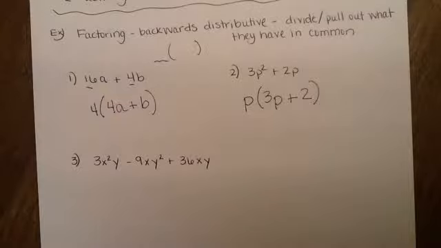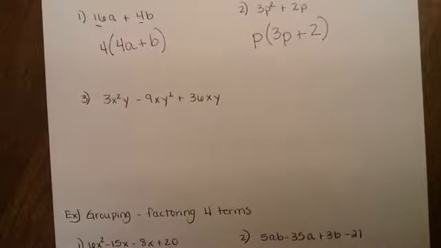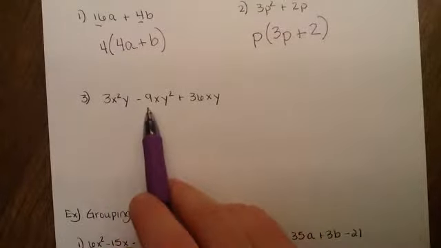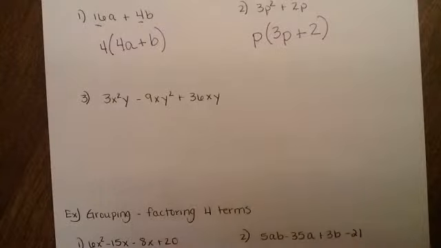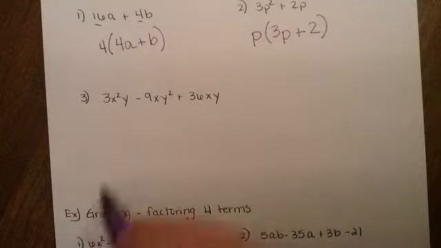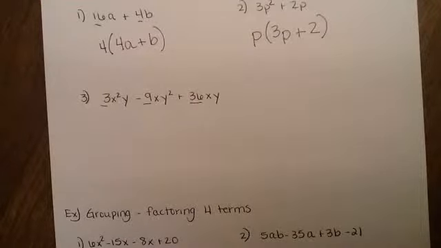So find what you can divide the numbers by, if anything, or if they have any variables in common. Take a look at this next one. 3x squared y minus 9xy squared plus 36xy. There are 3 terms. So when I look at this, I need to look at all 3 pieces. If I take anything out, all 3 pieces have to have it.